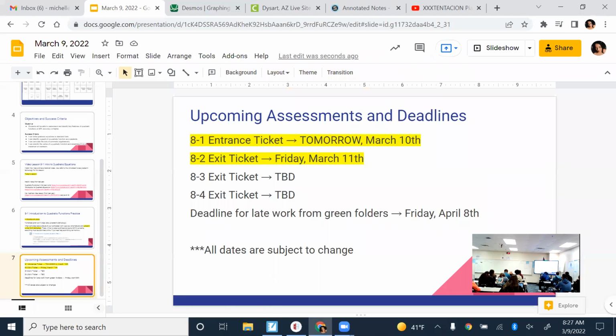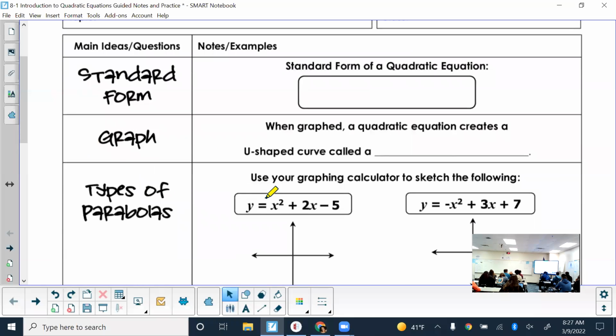All right, so now onto the notes. You should have this paper in front of you. So, standard form of quadratic functions.